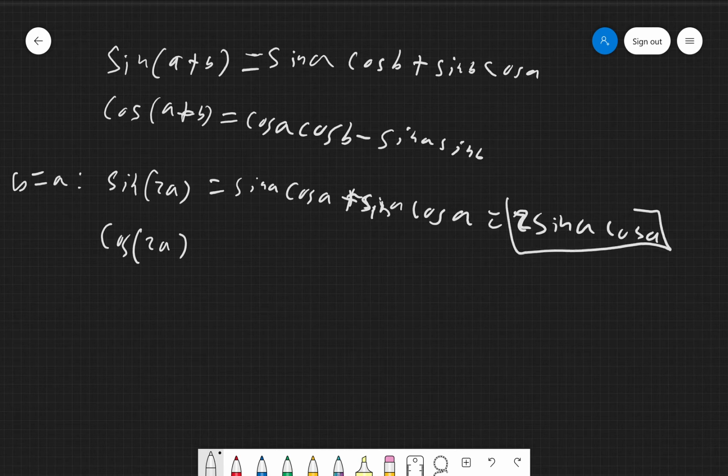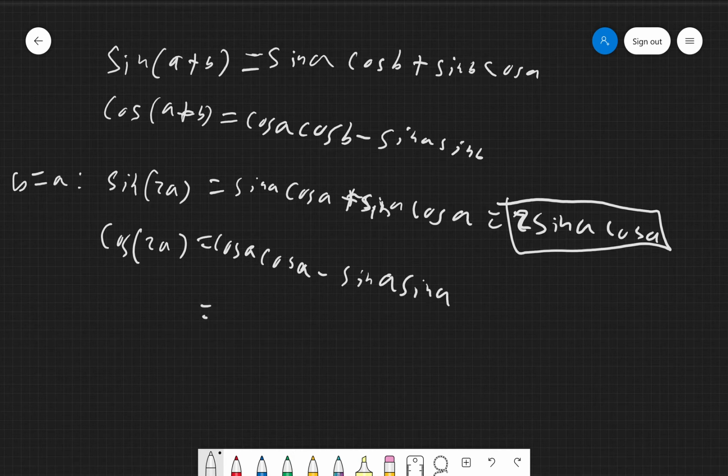Right? That's pretty simple, I think. Now cosine of 2a, we have cosine of a times the cosine of a minus sine of a times sine of a. That's equal to cosine squared of a, or cosine of a squared. We just don't write cosine of a squared like this because we can confuse them with the parentheses. So we just write it like this, minus sine squared of a.